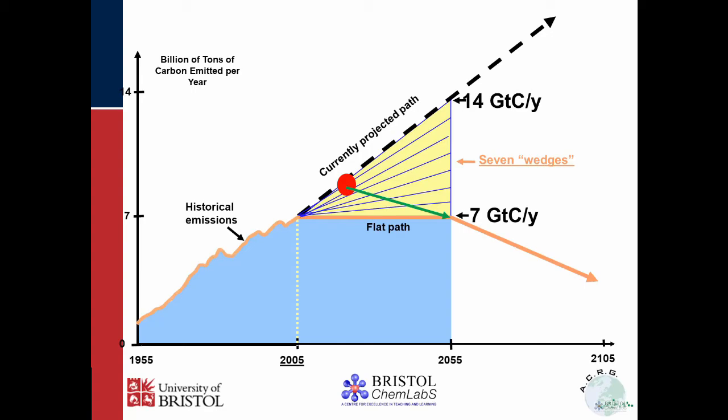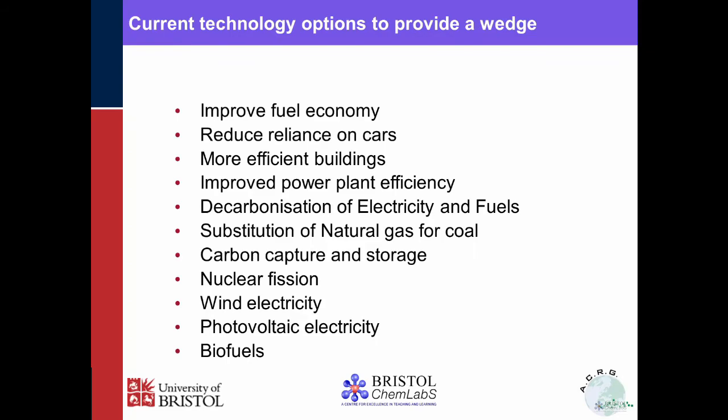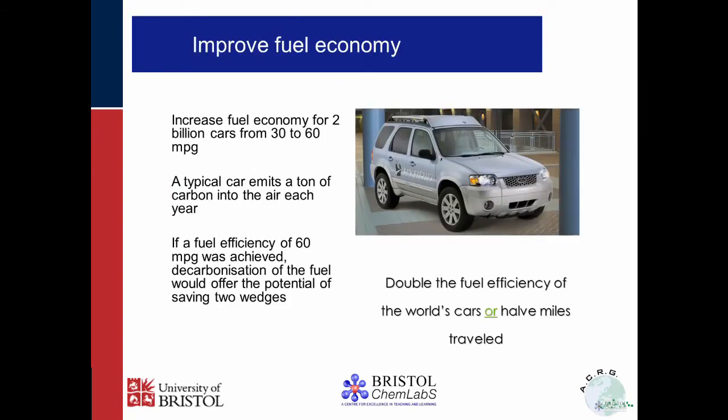But if we were to split that yellow triangle in the picture up into 7 and say that each one of those wedges saves us a gigaton of carbon, or 1 billion tons of carbon a year, are there technologies that exist? Well, there are a number of technologies that exist. We're not going to go through all of them, but we're just going to give you a highlight of a few. Well, the first thing that we can do is to improve the fuel economy of cars. Obviously, we could go to electric cars, which would save a massive amount of carbon, but if we were to go through an interim phase and increase the efficiency of cars so they ran at 60 miles per gallon rather than 30 miles per gallon, that would save us 2 wedges of carbon straight away.